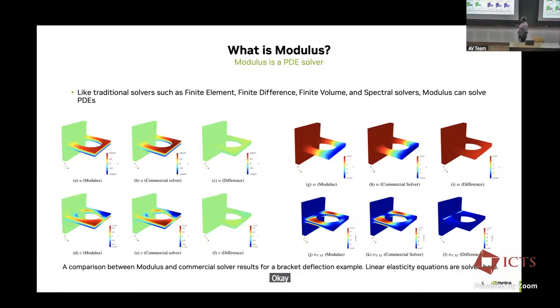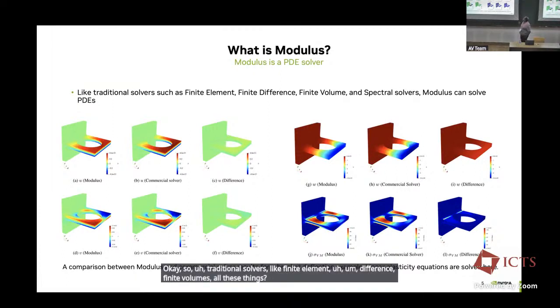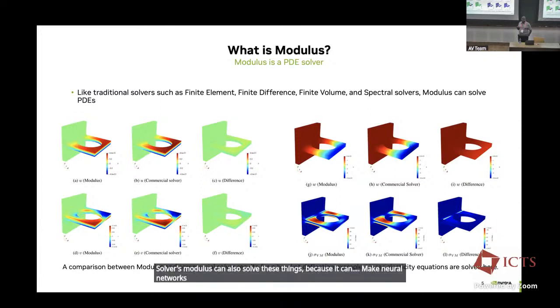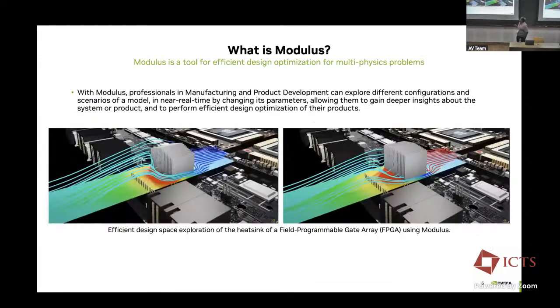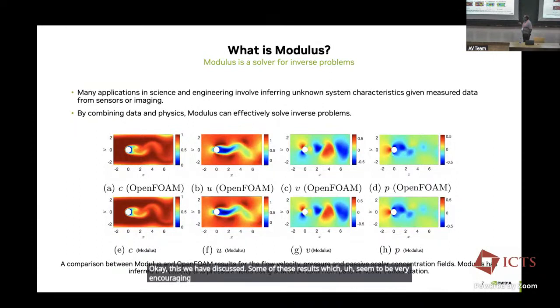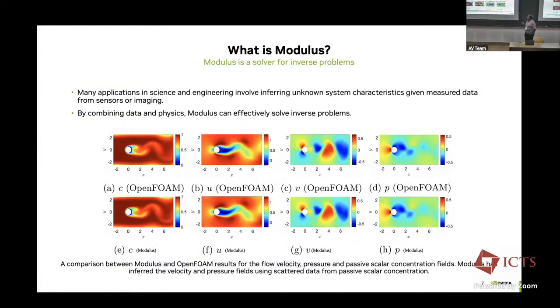Okay, so traditional solvers like finite element, finite difference, finite volumes, all these solvers, Modulus can also solve these things because it can make neural networks which emulate all these things. Okay, this we have discussed. Some of these results seem to be very encouraging. It closely follows the simulations.